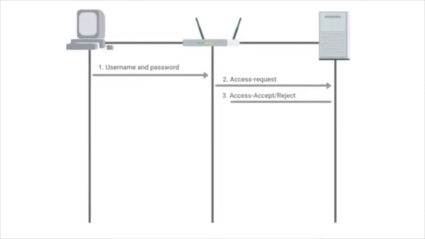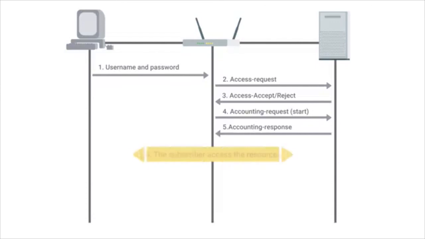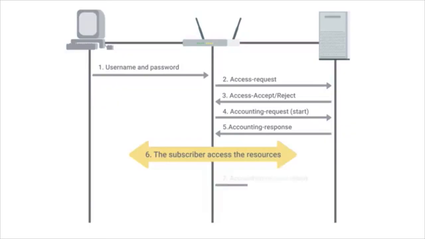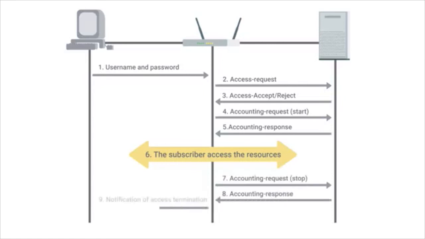RADIUS accounting kicks off with the network access server sending an accounting request packet to the accounting server that contains an event record to be logged. This starts the accounting session on the server. The server replies with an accounting response, indicating that the message was received. The NAS will continue sending periodic accounting messages with statistics of the session until an accounting stop packet is received.